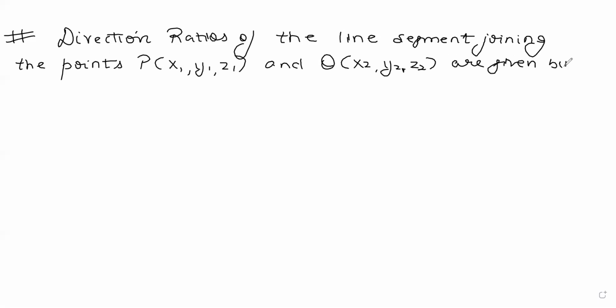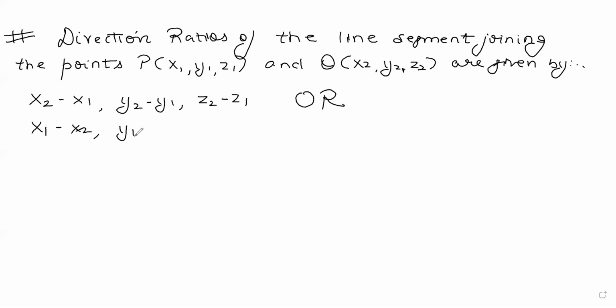So guys, what are the direction ratios? The direction ratios are nothing but x2 minus x1, y2 minus y1, z2 minus z1, or you can even subtract the other way and write x1 minus x2, y1 minus y2, z1 minus z2. So these are the direction ratios of the line joining the 2 points P and Q.